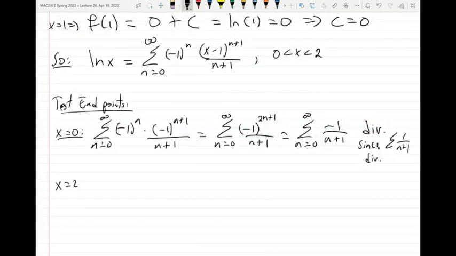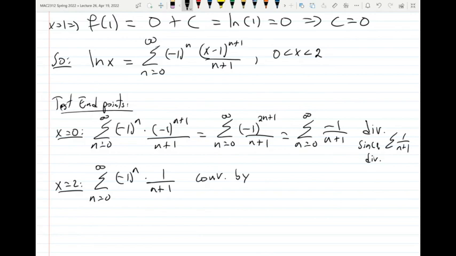Now, how about 2? What happens at 2? We have the sum from 0 to infinity of -1 to the n. When you put in 2, you get 2 minus 1, that's 1. So 1 to the n plus 1 is just 1, over n plus 1. What is this? The alternating harmonic series, so it converges by the alternating series test. So we gain convergence here.